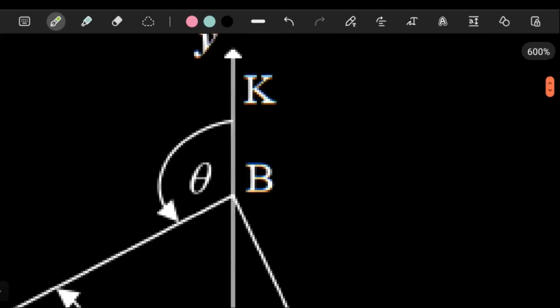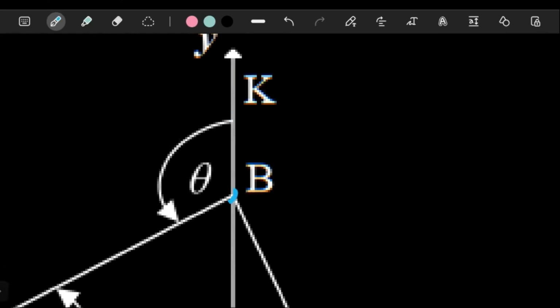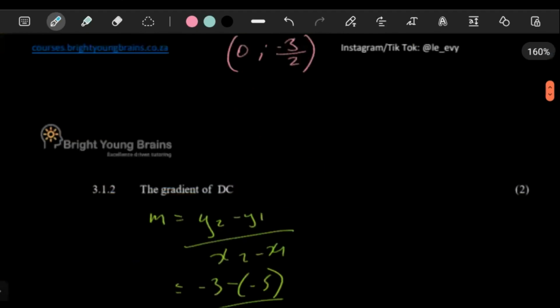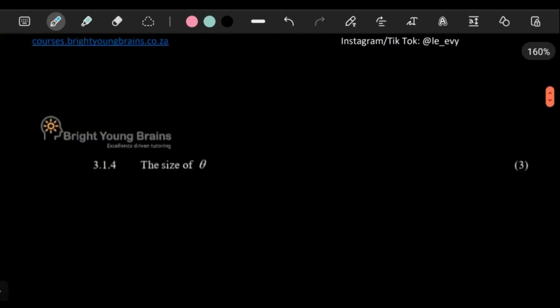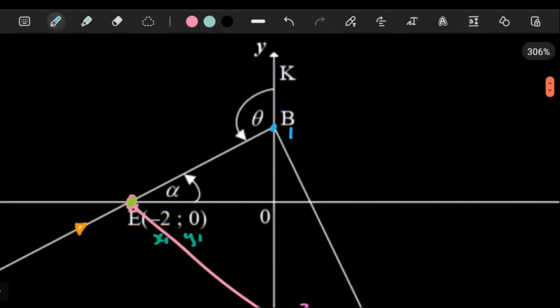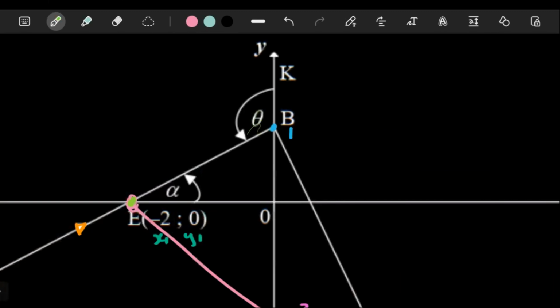So we already know that this point is also 1. The one thing I'm going to take note of is that whatever we're working out, we're putting it onto the sketch as well, so we can use it. They want us to give the size of theta. The one thing that's already standing out for me is that they're asking for theta here, but this is a 90-degree angle. That's just where my brain went.